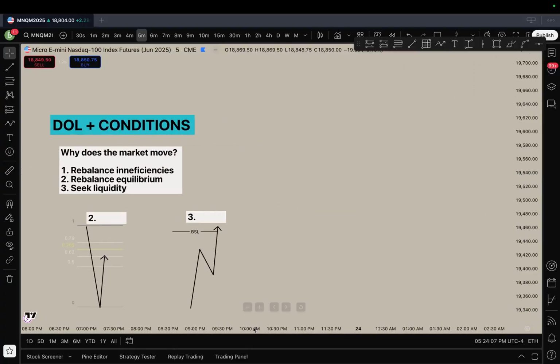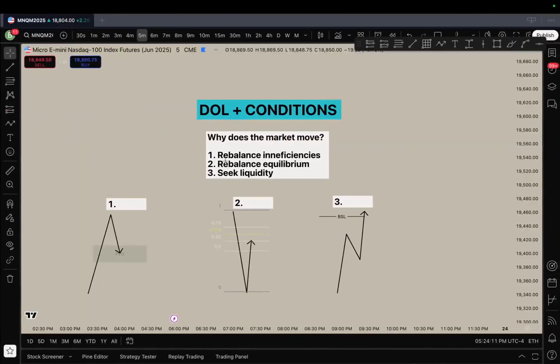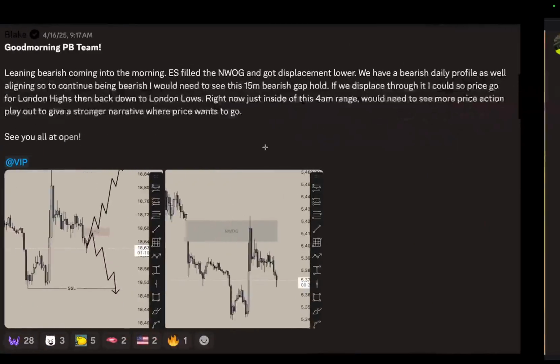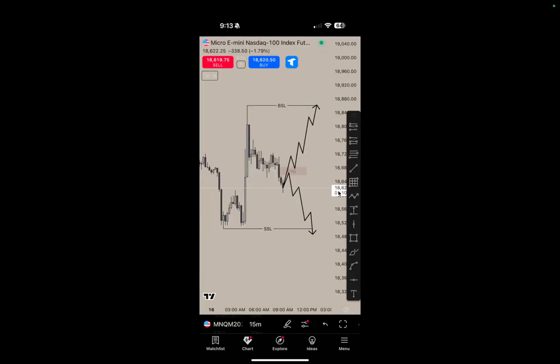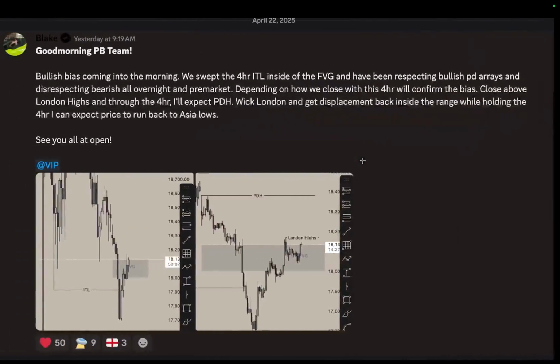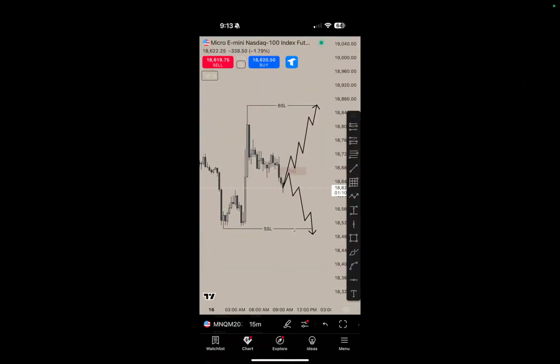why is the market moving? Okay, so the market is moving in this scenario to do what? What are we doing in this scenario, guys? Why would the market be moving here? To go where? Are we rebalancing inefficiencies? Are we rebalancing equilibrium? Or are we seeking liquidity? We would be seeking liquidity, right?